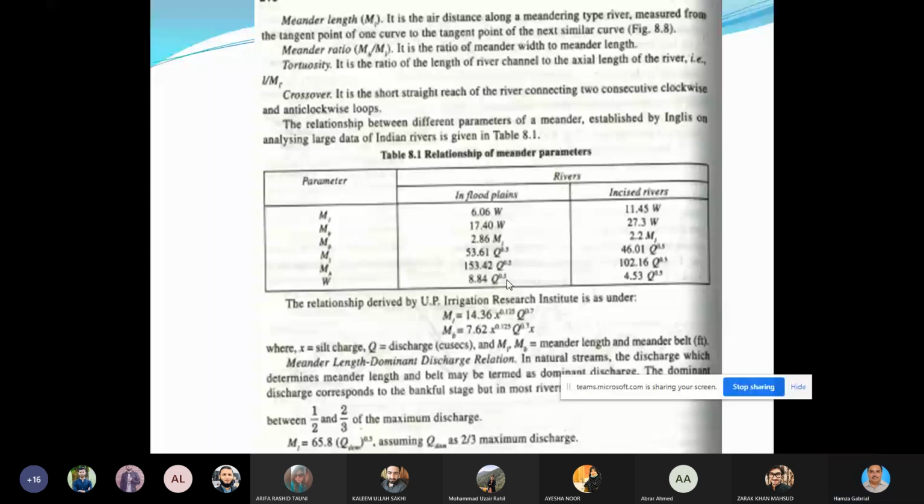So meander length is 14.36 X raised to some exponent, Q raised to some exponent. And likewise, a formula for meander belt is also given. So in this formula you need the value of X, which is the silt charge, Q is the discharge in cumecs, and ML and MB are the meander length and meander belt. So if you know the silt charge and discharge, you can find the meander length and the meander belt from here as well.